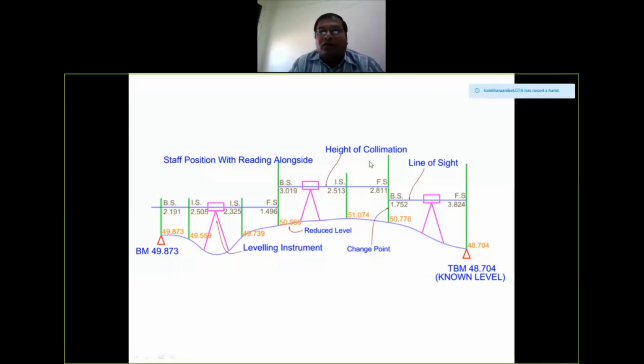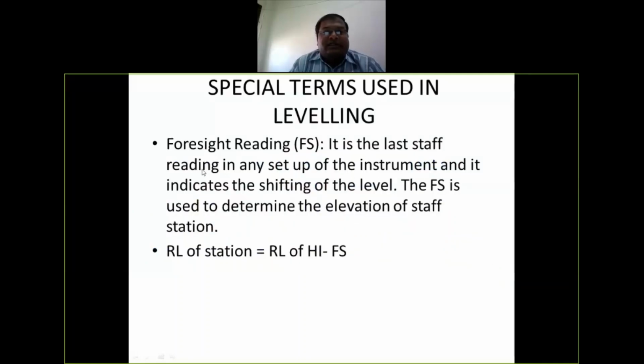Okay, now we will go further. So the next definition is foresight reading. As I already told you, what is the meaning of that? It is the last staff reading in any set of the instrument, and it indicates the shifting of the level. The foresight is used to determine the elevation of the staff station, meaning RL. So RL of station is nothing but RL of HI, HI means height of the instrument, minus FS. FS is your foresight.